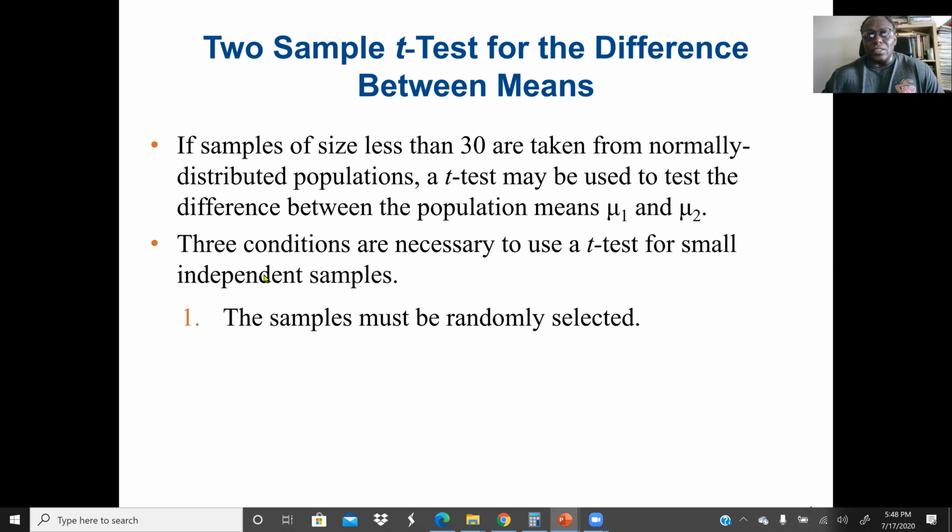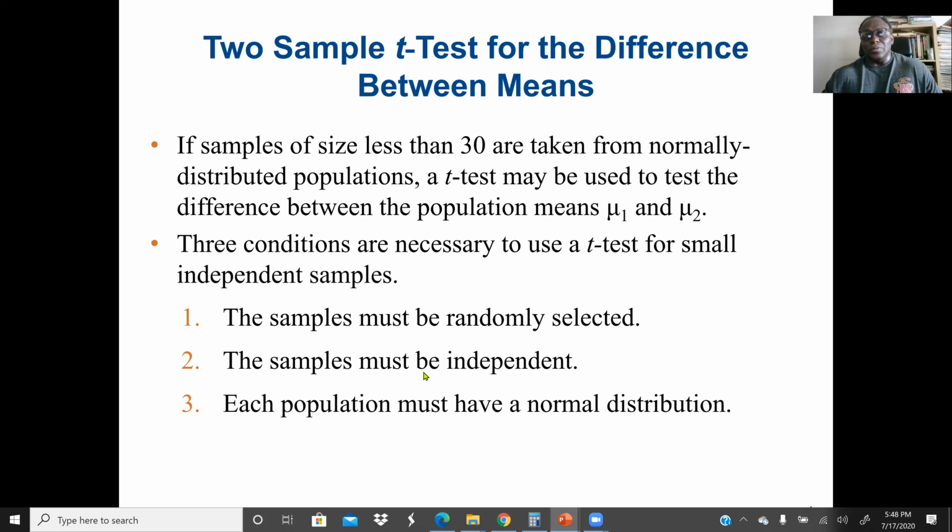There are three conditions that are necessary to use the t-test for small independent samples. First, the samples must be randomly selected. Second, the samples must be independent. That's why our main topic here is using small independent samples, with sample size less than 30. We have two populations and want to test hypotheses about their means. Third, each population must have a normal distribution.